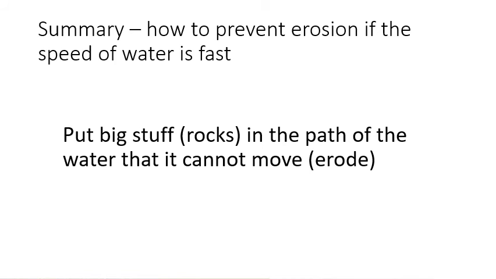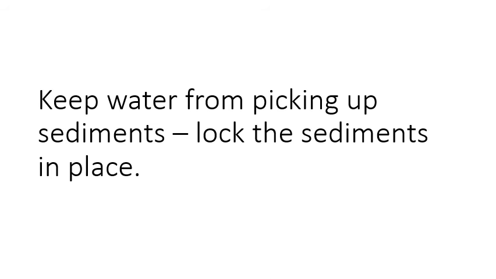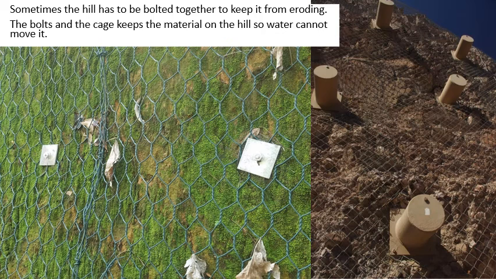So how to prevent erosion if the speed of the water is fast? You put big stuff like rocks, riprap, in the path of the water that it can't move. So that limits erosion. So now imagine, though, that you can't change or control the speed of the water. What do we do then? Let's do something to keep water from picking up sediments in the first place. Let's lock the sediments in place so that water can't move it.